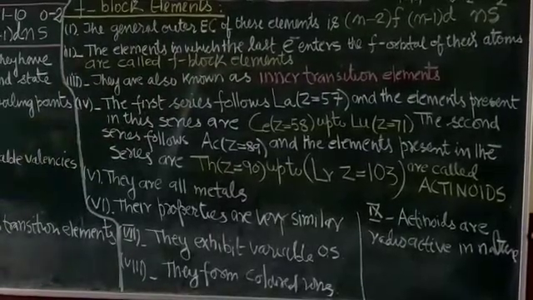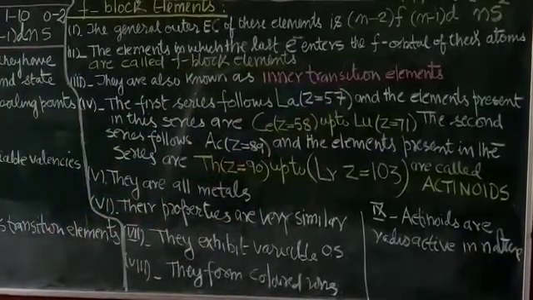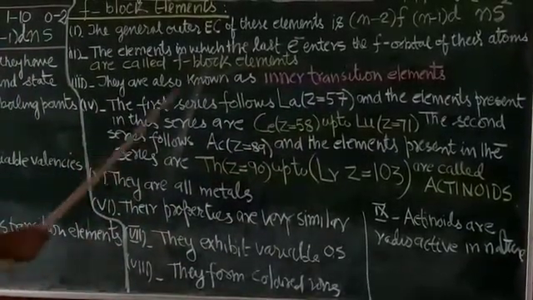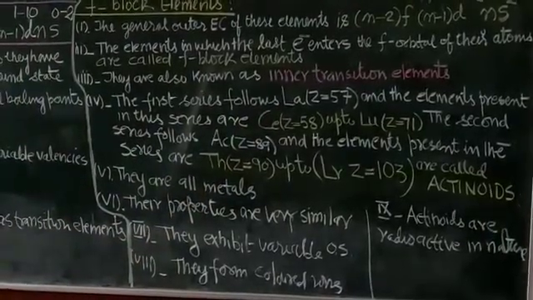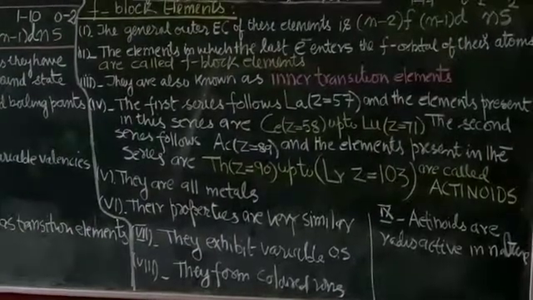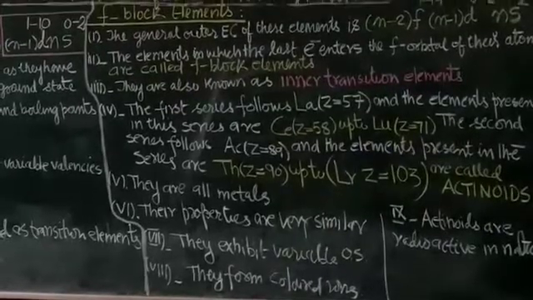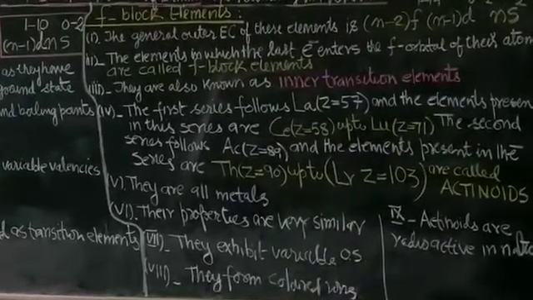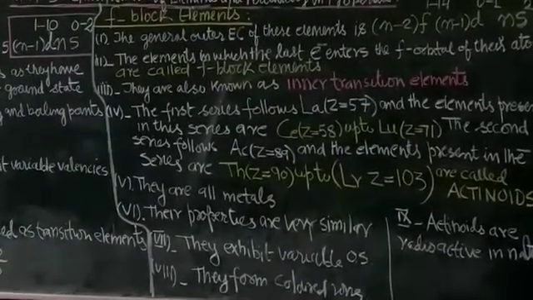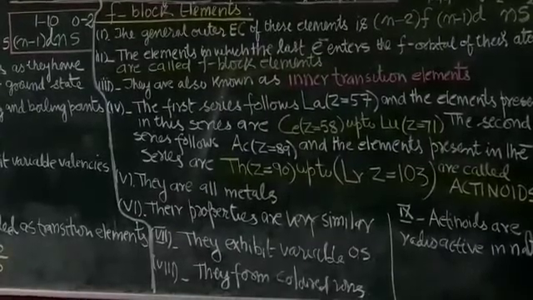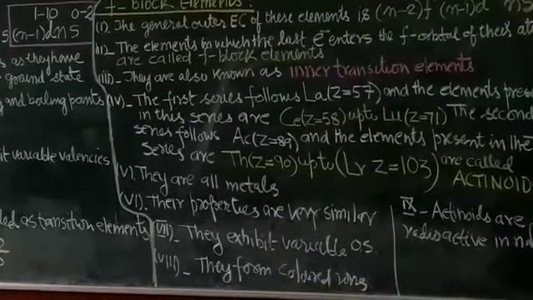What is property number 3? They are also known as inner transition elements. Very, very important. Why they are known as inner transition elements, I will explain to you. They are known as inner transition elements because in the transition elements of d block, electrons are filled in the (n-1)d section, while in the inner transition elements of f block, the filling of electrons takes place in the (n-2)f subshell, which happens to be an inner subshell. This is the reason for this.